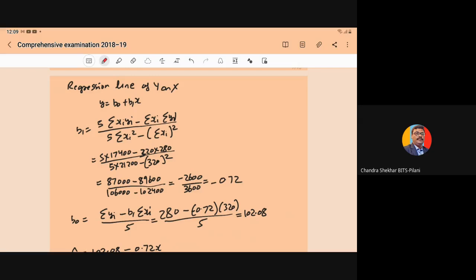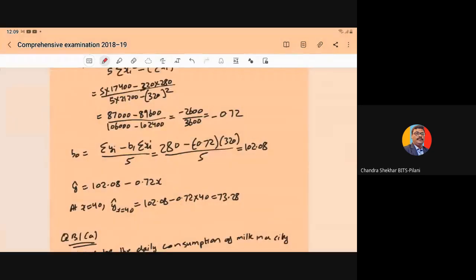If you do not recall the formula for b naught and b1, then it is better to always make the normal equation. So here the line of regression of y on x will become y cap, means predicted value, equal to 102.08 minus 0.72 into x.